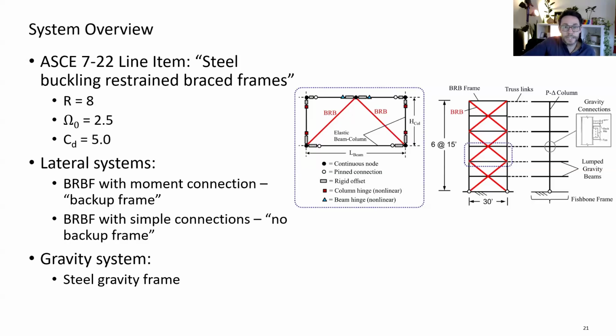And to capture variability in the design of the system, we're going to consider both buckling restraint brace frames that have moment connections, which sometimes we refer to as having a backup frame, and buckling restraint brace frames with simple connections, so no backup frame. And in this case, we're going to consider using the seismic force resisting system with a steel frame for the gravity force resisting system, which is what's most commonly used when designing BRBFs.